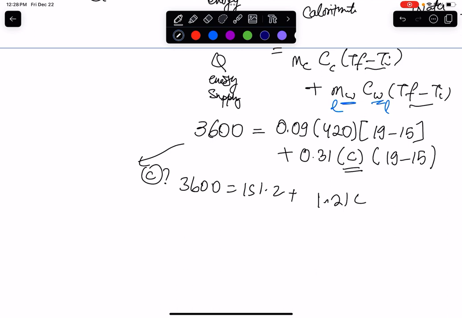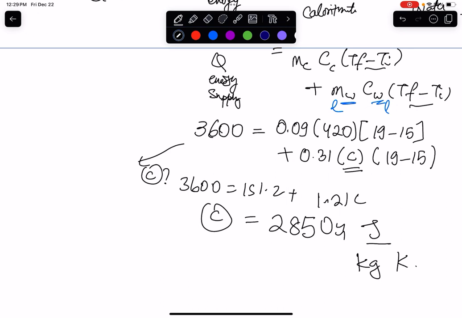So if we solve for all of this, I think this came out to be 1.24. If we solve for all of this, then this is 3600 minus 151.2 divided by 1.24, or actually, let's see, this would be 1.21, not 1.24. So when you solve for all of this and you do the division, you get that C is equal to 2850 roughly, and the unit of specific heat capacity is joules per kilogram per Kelvin. Okay?